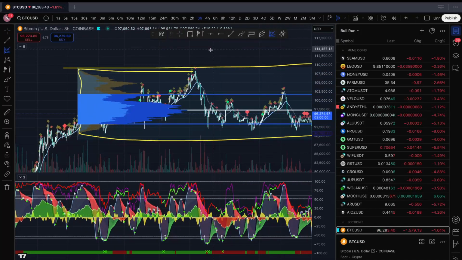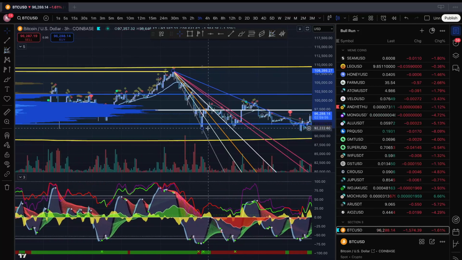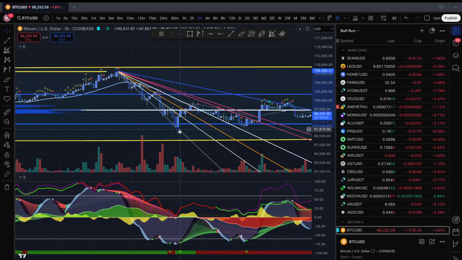Say again, we'll just draw a fan from this level right over here to this low right over there. And then as you can see, again, let's throw this magnet on there, and then here.